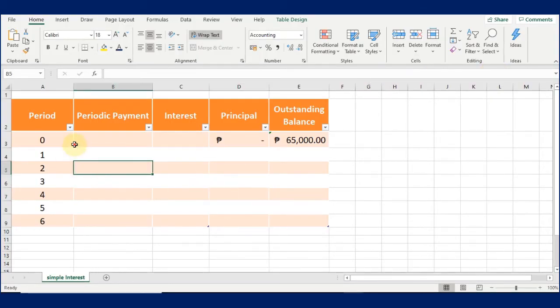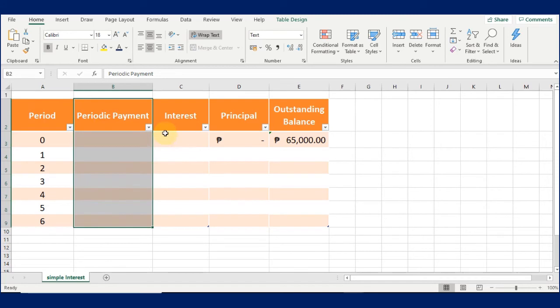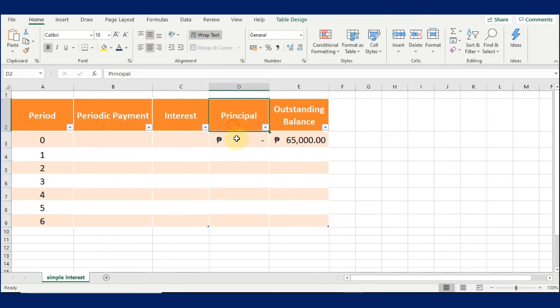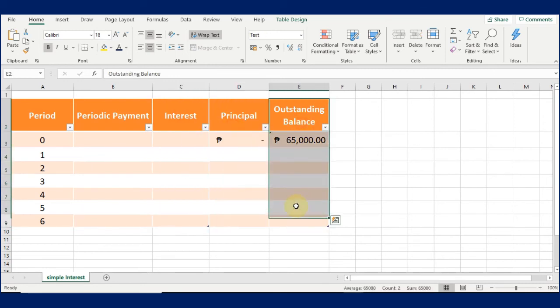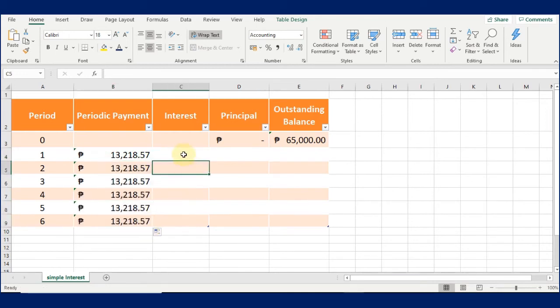Alright, so I have here my amortization schedule. You always have your period column, your periodic payment, and your interest. This part here goes to interest payments and then principal and then your outstanding balance so that you know how much money you still owe by the end of that period. Okay, so we know that our periodic payment, it starts on period 1, right? So 13,218.57.